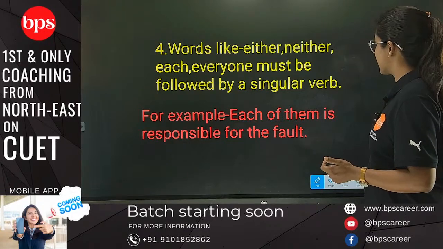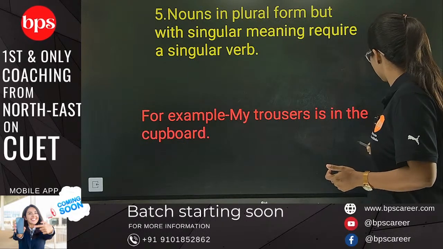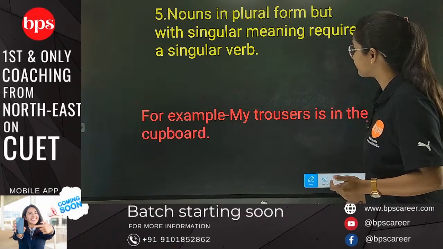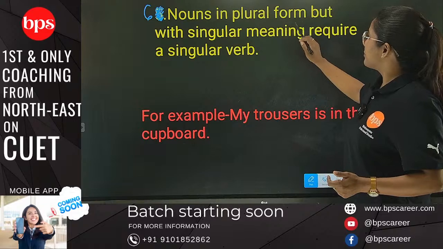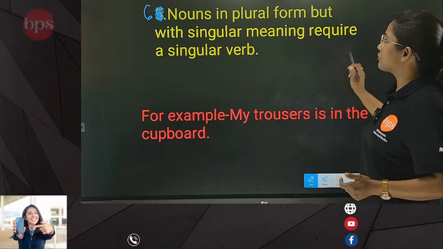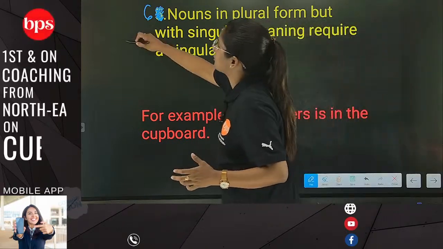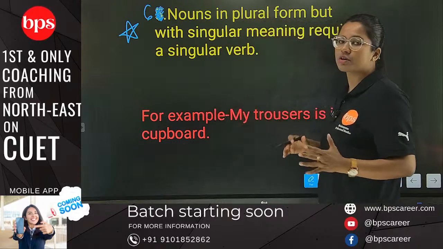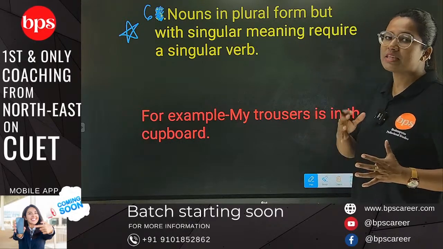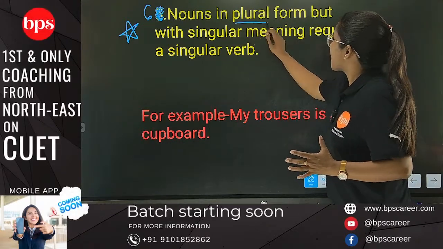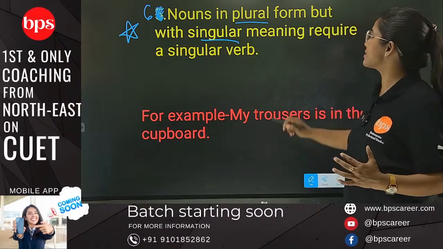Next, rule number 6. So, here again what we are getting: nouns in plural form but with singular meaning require a singular verb. This is very important and it is frequently asked in your exams, in your fill in the blanks or cloze test. When there is a noun which is in plural form, but it means something which is singular, it will always have a singular verb.